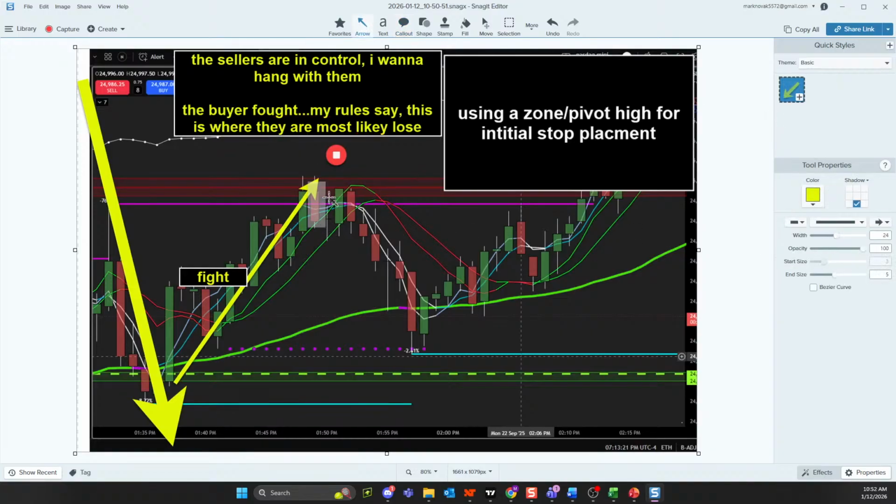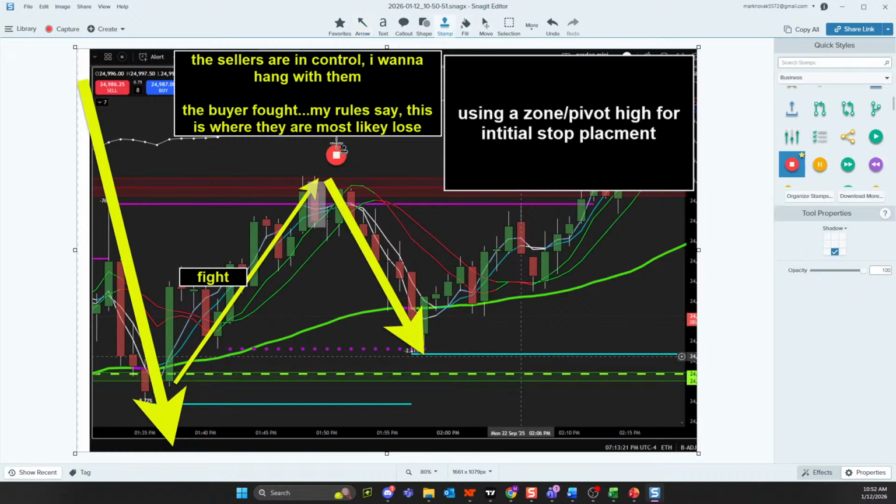And once you get your signal and the sellers take back over and start to push it in the direction of the prevailing trend, your stop, Gene, your initial stop in a trend trade will go above the pivot where the buyers lose their fight.